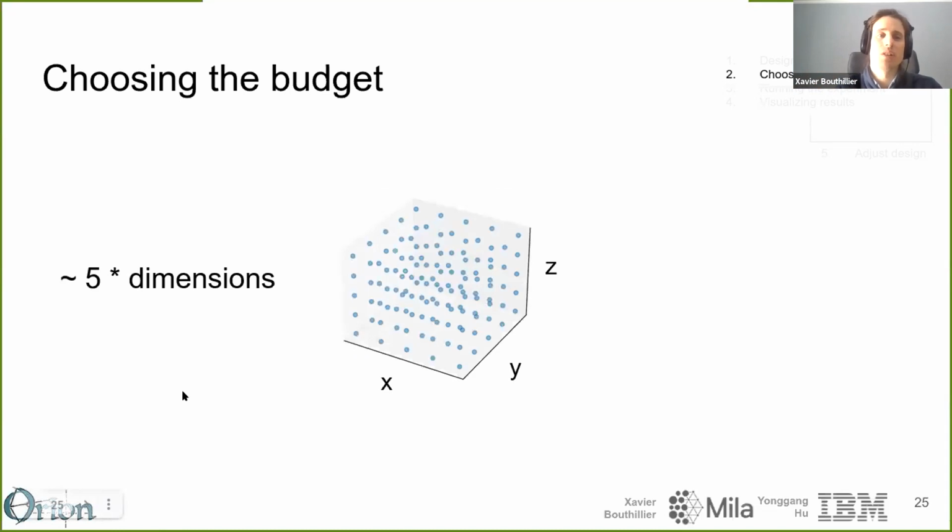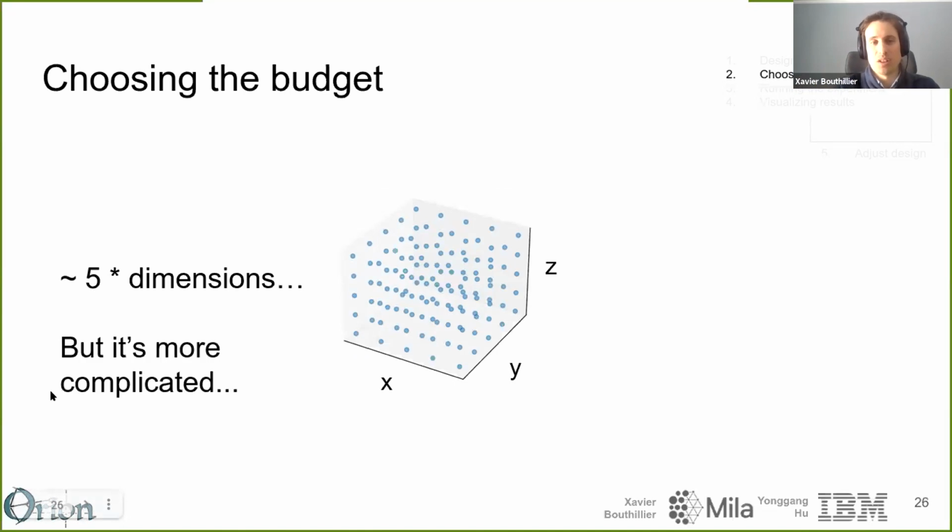I would say in general, a good starting point is to have at least 5 times the number of dimensions. So not scaling exponentially, but just linearly. But obviously that's just a starting point, because it's a bit more complicated than that, right? This is just a heuristic.